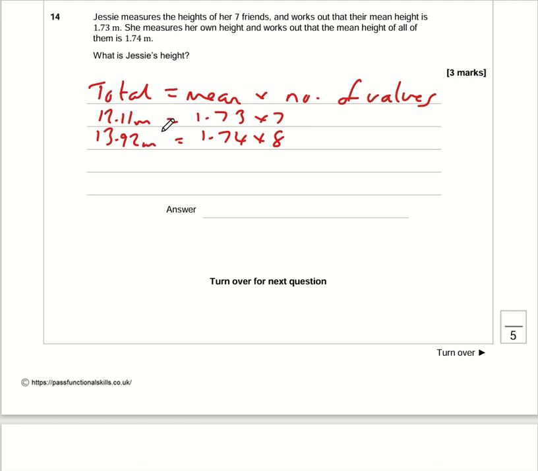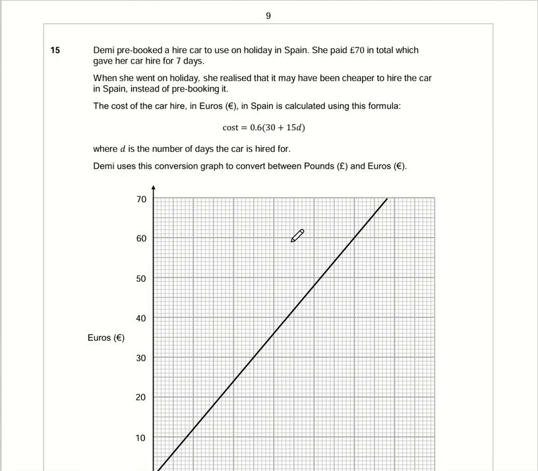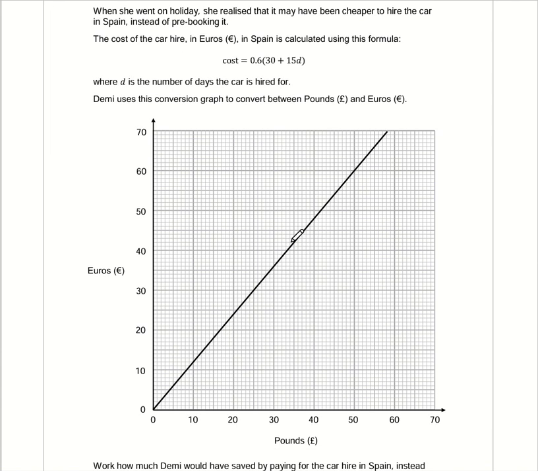So the total heights combined before Jesse was measured was 12.11, and with Jesse it's gone up to 13.92. So Jesse's height must be 13.92 meters, take away 12.11 meters, which is 1.81 meters. There we go, 1.81.